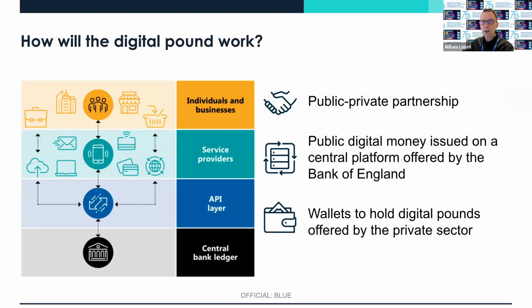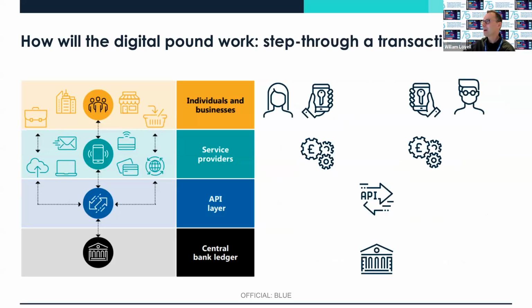We're going to take a quick look, hopefully, if I can make these animations work, at what a step-through transaction might look like. So here we have a person on the left and the person on the right who want to make a payment. And you can see their phones. We would trigger the payments going through the API layer, through into the central bank ledger, and then updating. And then we can see the person that receives them on the right-hand side. So that's quite a simple transaction.